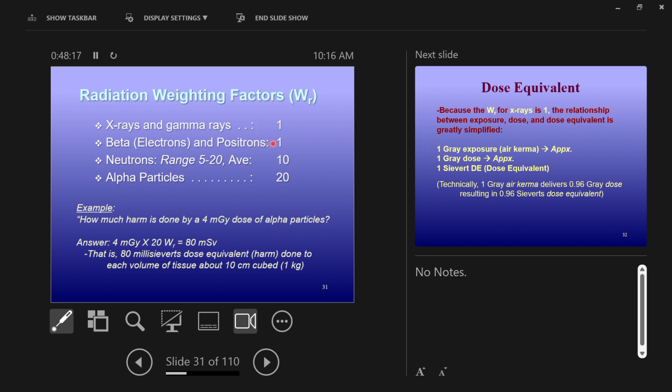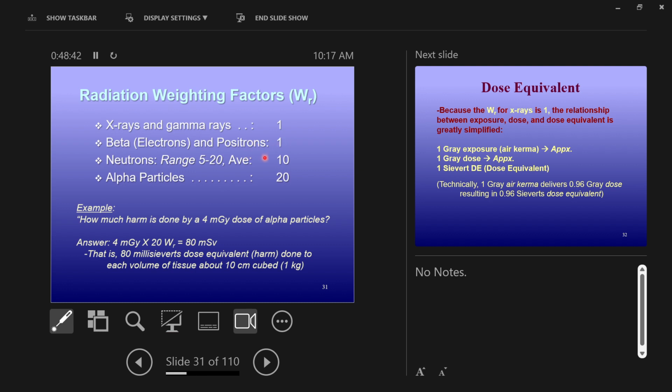Beta particles, fast electrons, positrons. Positrons are cool. Positrons are positively charged electrons. They can be created in particle colliders and stuff, but you're not shooting out positrons from your body. Okay, positrons are neat though. They're like the antiparticle for electrons.